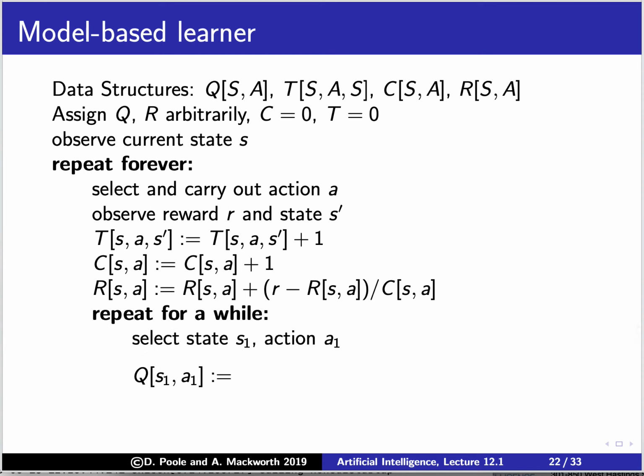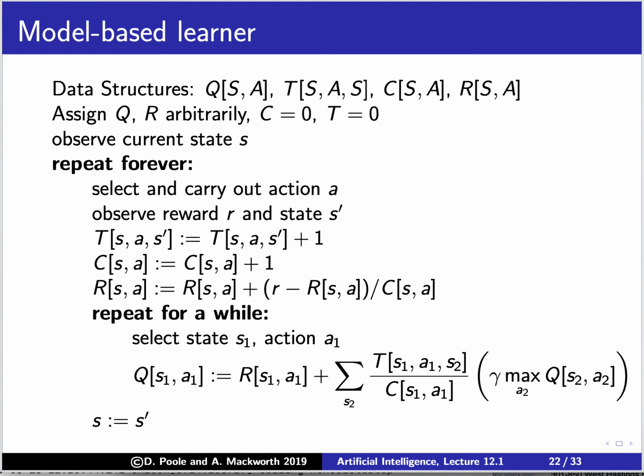So now we can do some steps of asynchronous value iteration. Basically now we're going to do exactly asynchronous value iteration. We're going to select a state and an action. This is just the previous thing we had before for asynchronous value iteration, but it's now using the counts. T of S1, A1, S2 divided by C of S1, A1 is exactly the probability of S2 given S1 and A1. And we also have the max of the probability times Q.